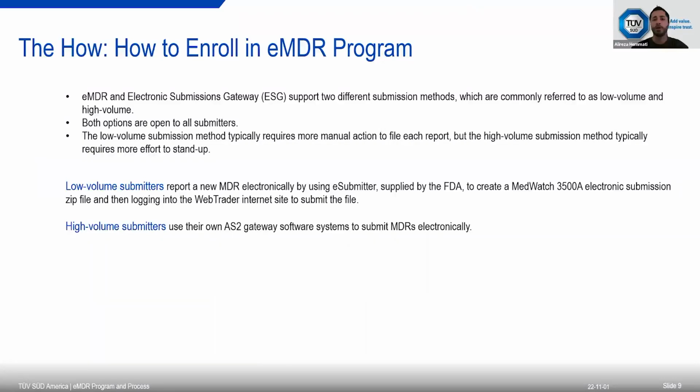preference. Submitters using the AS2 gateway interface will be required to develop or purchase an AS2 submission system capable of generating HL7 ICSR, which stands for Individual Case Safety Report. And this AS2 gateway basically allows them to submit the eMDR to ESG.